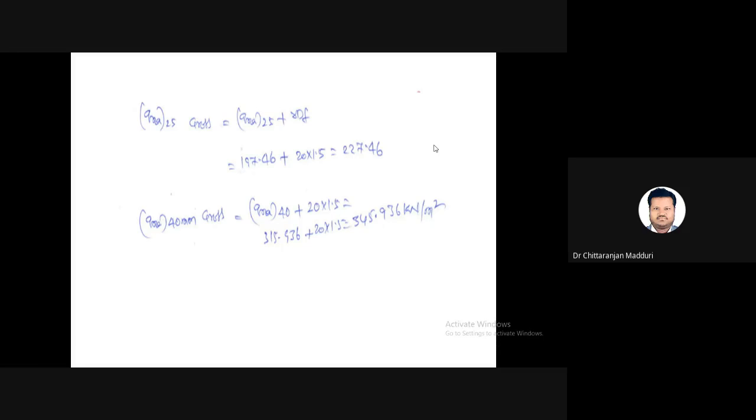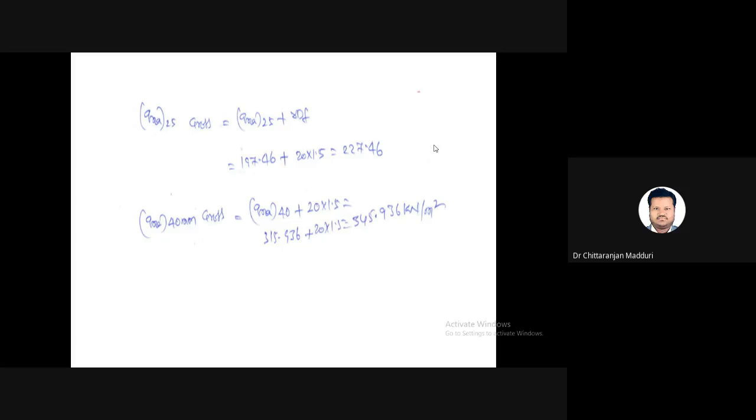If you apply 197.46 pressure on the soil, the settlement will be within 25 mm, or less than 25 mm. So settlement will be within permissible limits. Suppose the net allowable pressure for 40 mm settlement is equal to 315.936. If you apply 315.936 pressure on the soil, the settlement will be 40 mm or less than 40 mm. That's why it is known as allowable bearing pressure for 40 mm settlement.